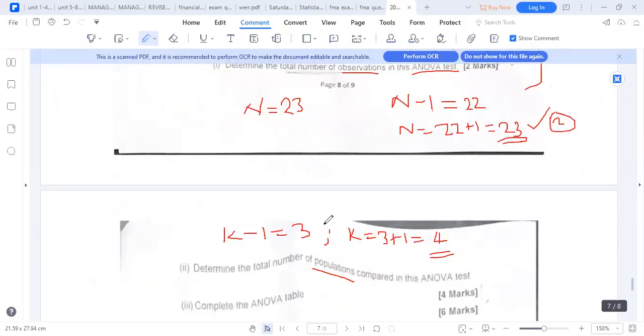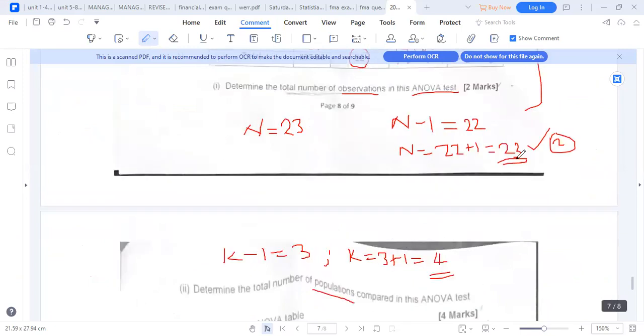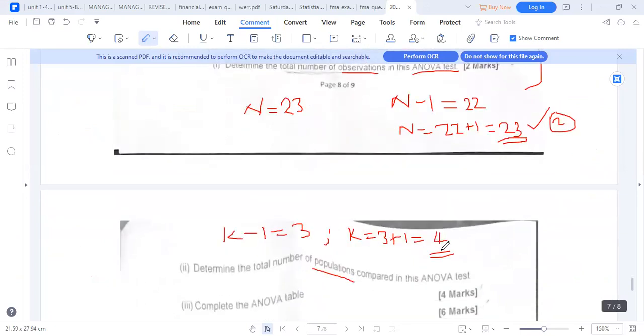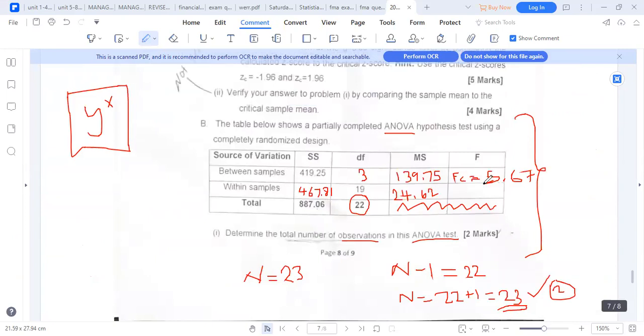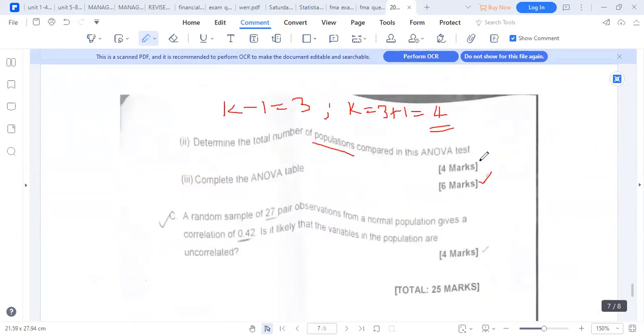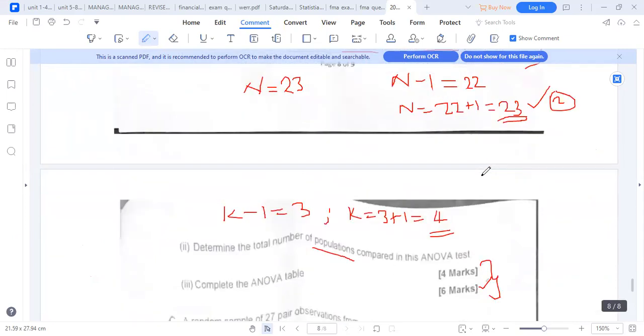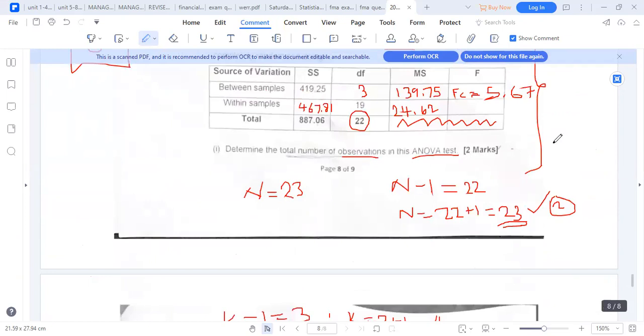So how many observations are there? There are 23. How many populations are there? There are 4. Then complete the ANOVA table, 6 marks, which we've just completed here. So how many marks are these ones here? 10 plus 2. So that's about 12 marks. Anyone behind? Mr. Collins.